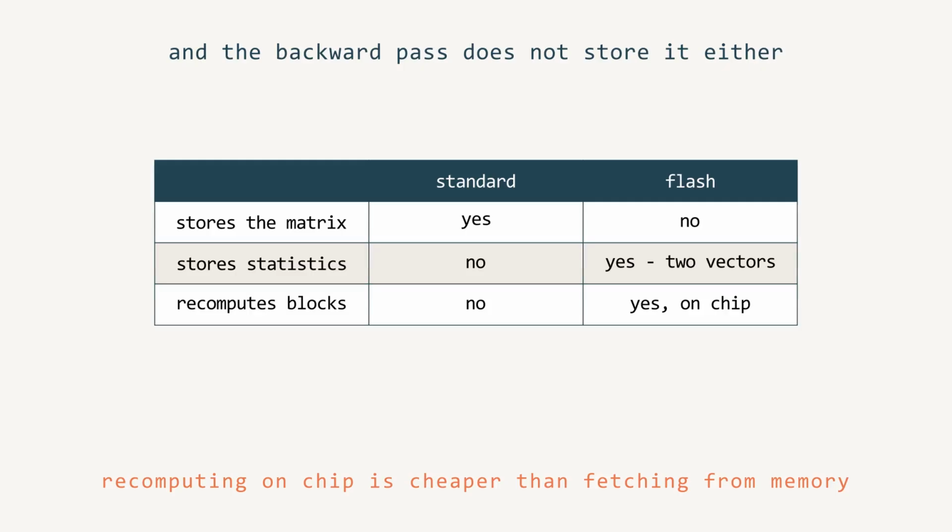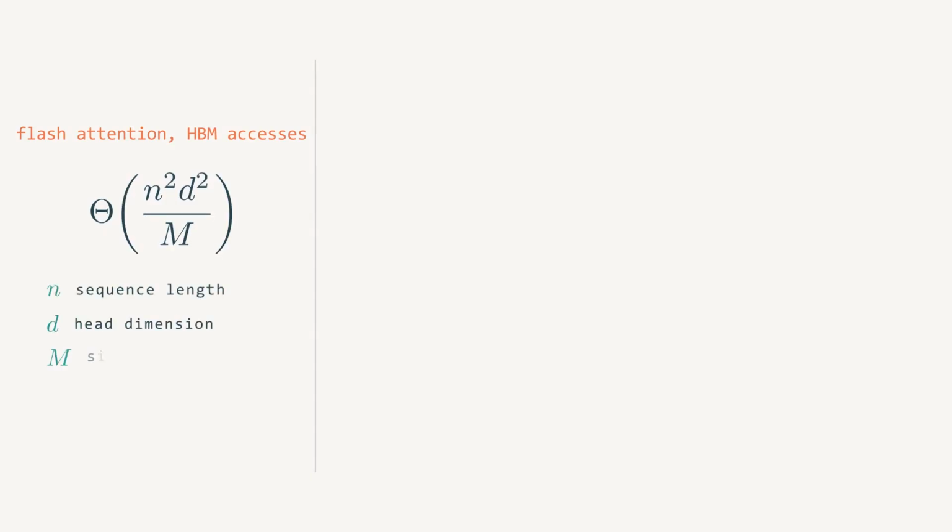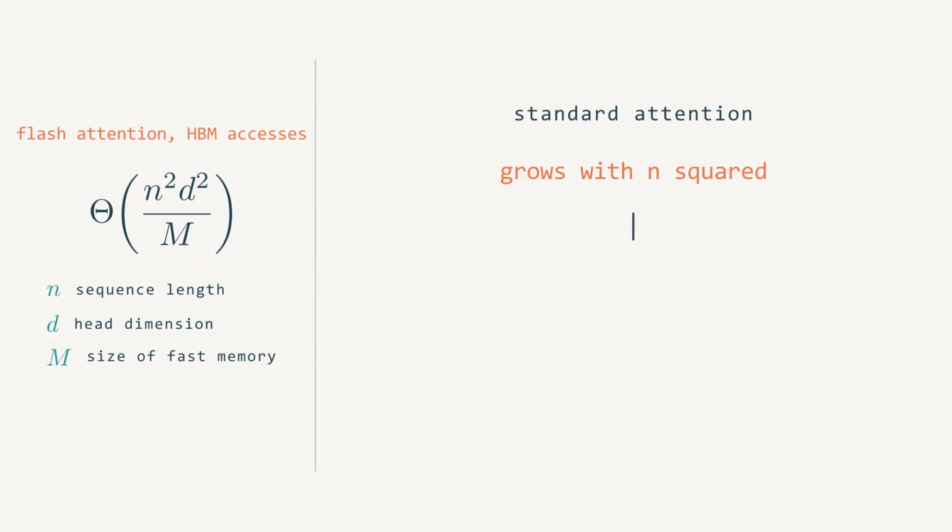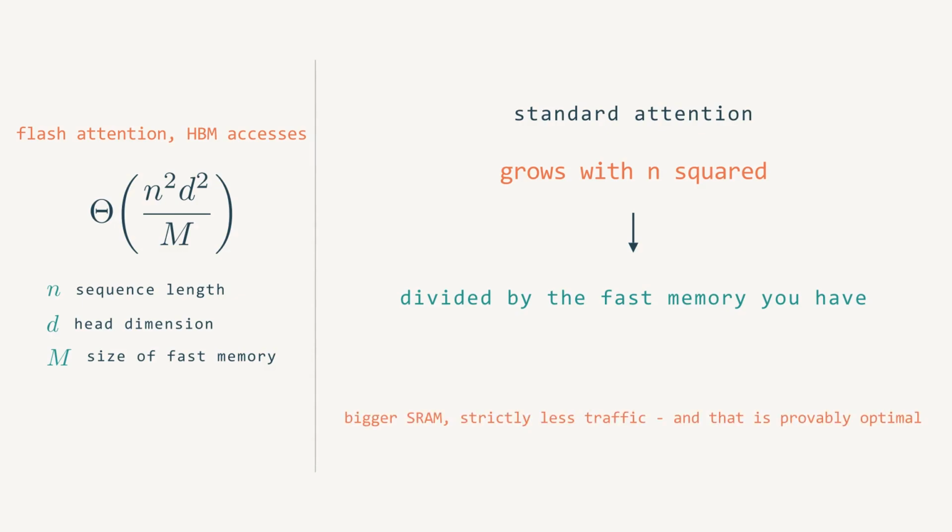The clock went down by 5.5. Stated generally, and this is the result that makes it more than a good engineering hack. Let n be the sequence length, d the head dimension, and m the size of the fast memory. Standard attention touches high bandwidth memory a number of times that grows with n times d, plus n squared. The n squared term is the matrix you materialize.